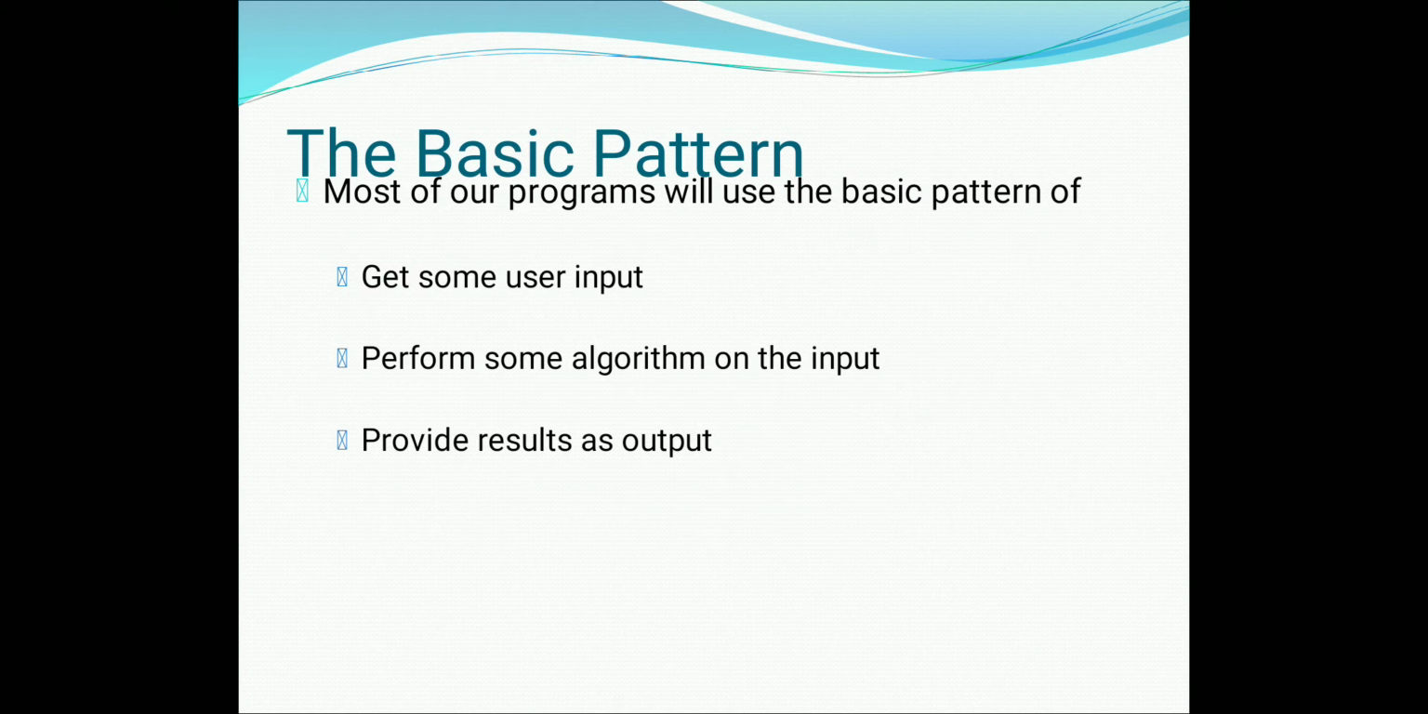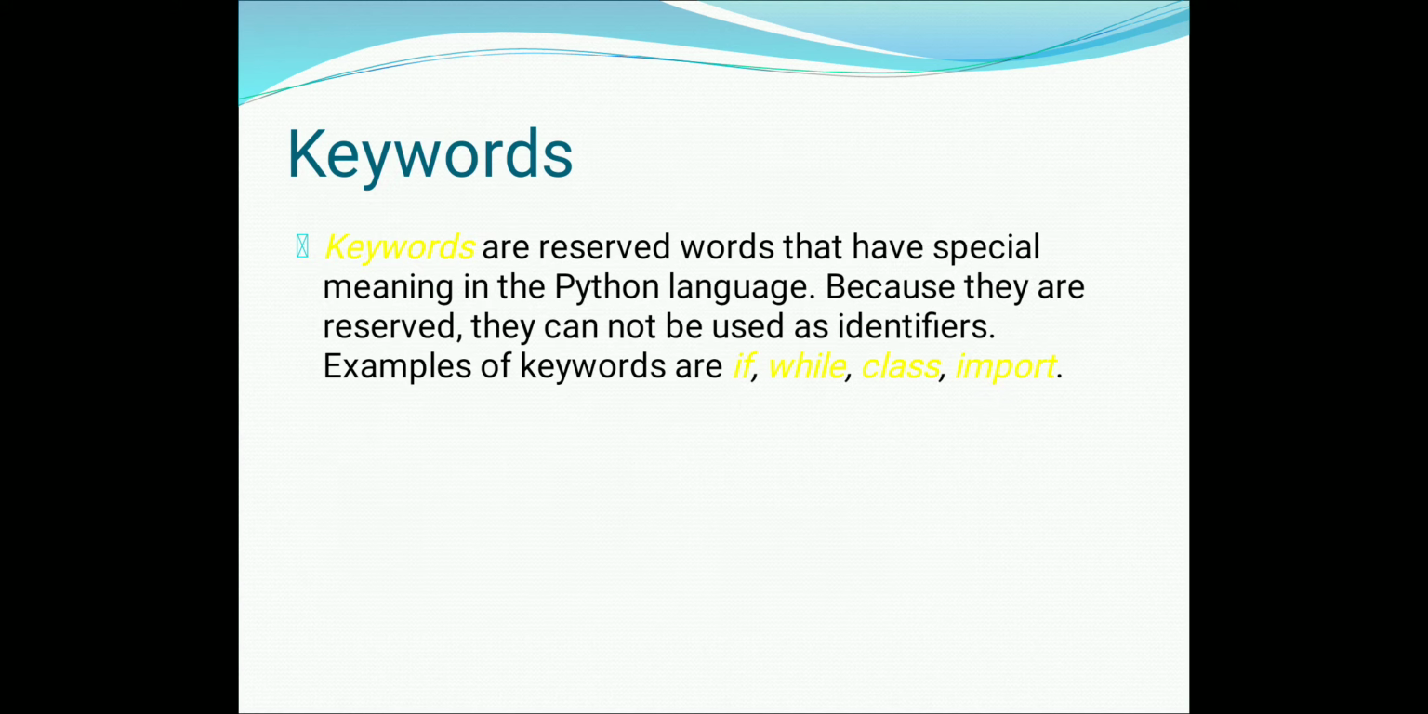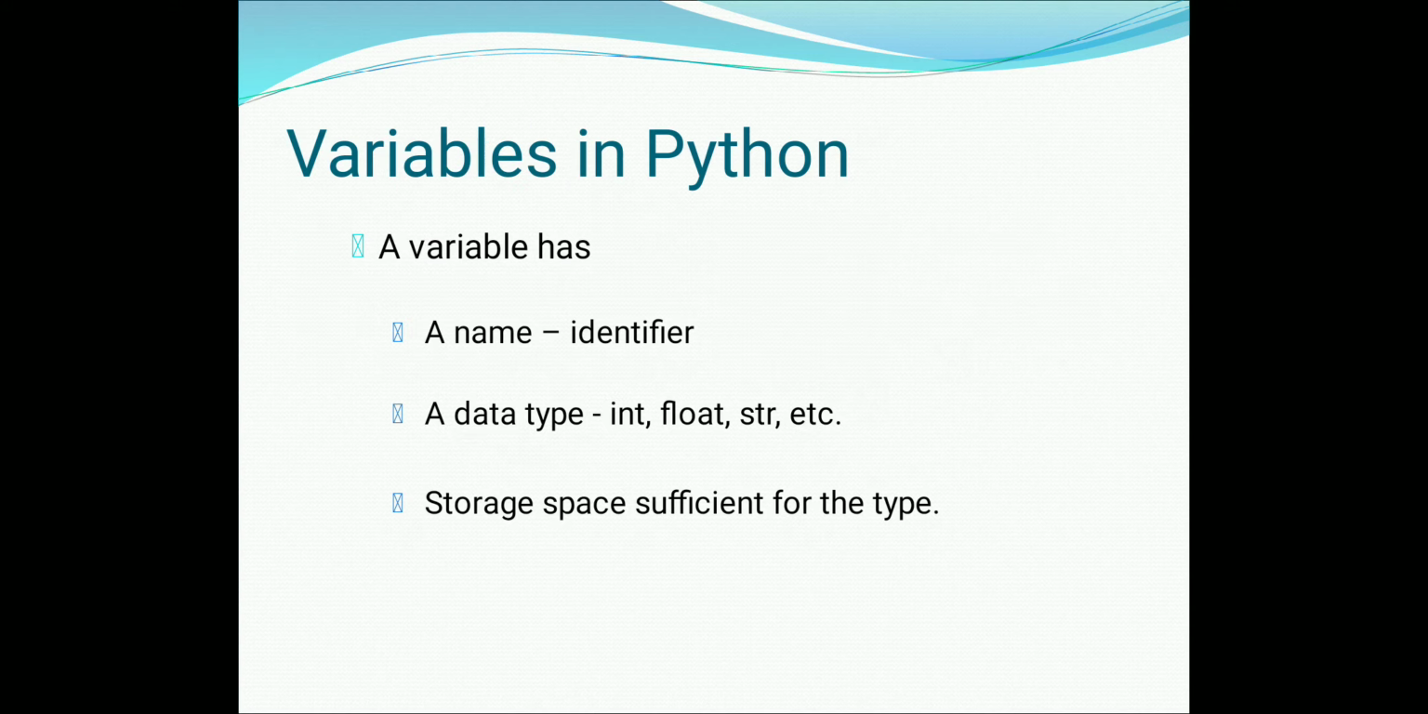The basic pattern is that most of our programs will use the basic pattern of getting some user input, performing some algorithm on the input, and providing the result as output. Now, keywords. Keywords are reserved words that have special meaning in the Python language. Because they are reserved, they cannot be used as identifiers. Examples of keywords are if, while, etc. Variables in Python. A variable has a name, which means an identifier, a data type, which can be integer, float, string, etc., and storage space sufficient for the type.